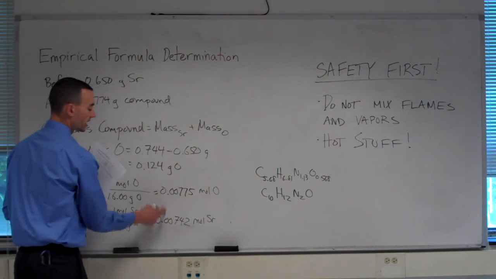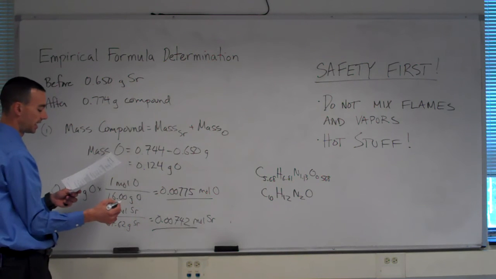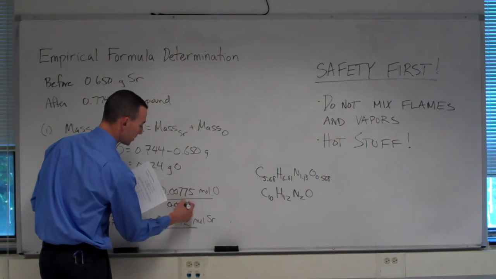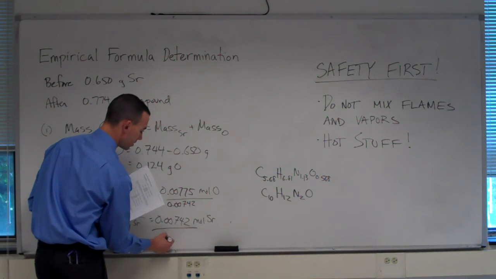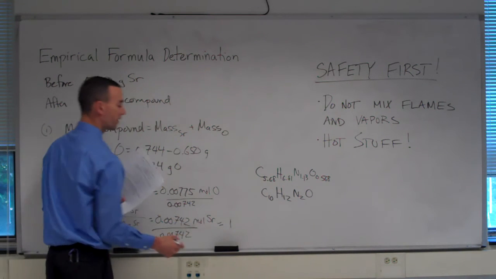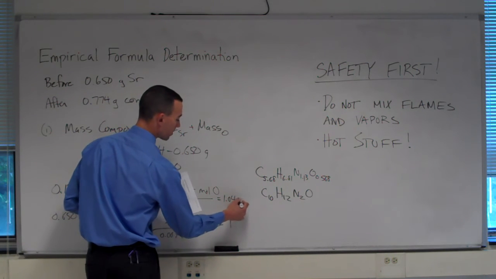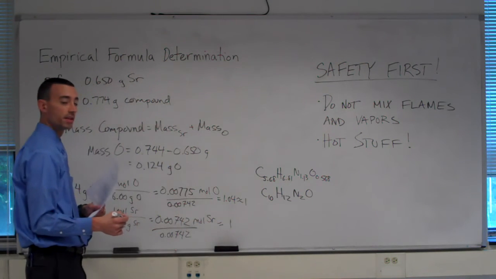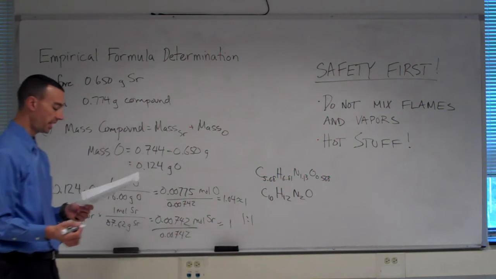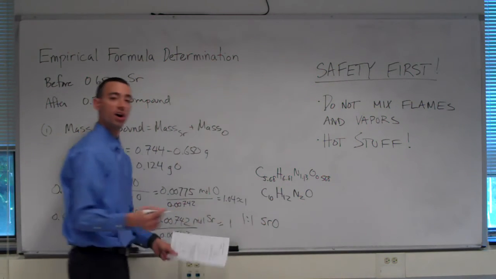So now, to get a whole number, we divide, and this is now part C, what's the ratio? We divide by the smaller number, 0.00742. It's definitely going to give us a 1 for strontium, and this is 1.04, so it might as well be 1. So our ratio is 1 to 1 for part C. And lastly, our formula is SrO.